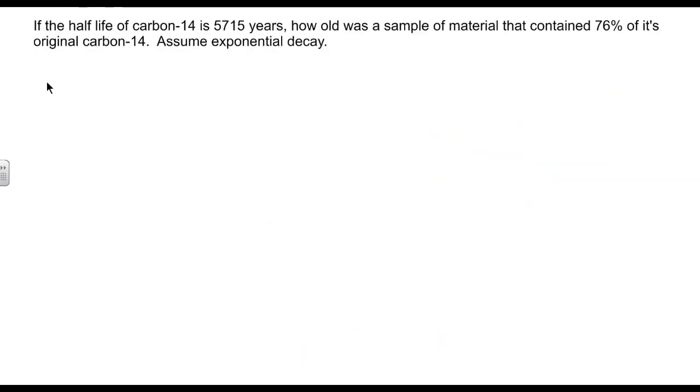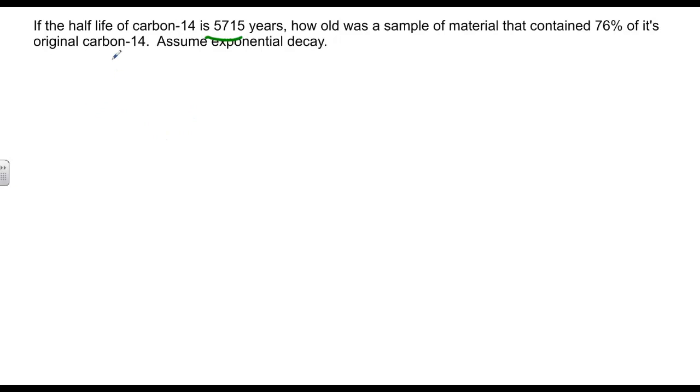Our next problem is a little more intricate in that it tells us the half-life of a carbon-14 element is 5,715 years. We want to know how old is a sample of material that contains 76% of its original carbon-14. And we have to assume exponential decay. Now, this concept of half-life talks about how long it takes for half of the material to decompose. So it tells us that we have an exponential decay of half of the material taking this amount of time. They don't give us a k value, but they do tell us how long that takes. We can find out a k value just like we did in the previous problem.